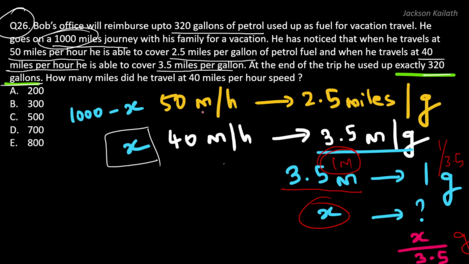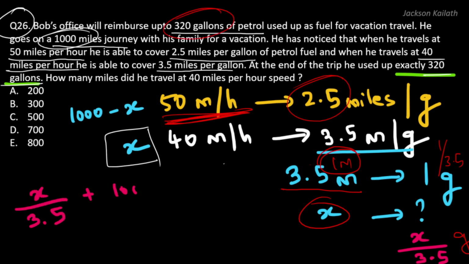From the pattern, you can see that in this case, the number of gallons required would be 1000 minus X divided by 2.5, right? So let's write that as an equation. We know that the total amount of fuel used up was 320 gallons. So X divided by 3.5 plus 1000 minus X divided by 2.5 is equal to 320. So this is the equation that we have. Now we need to find out what is X from these options over here.